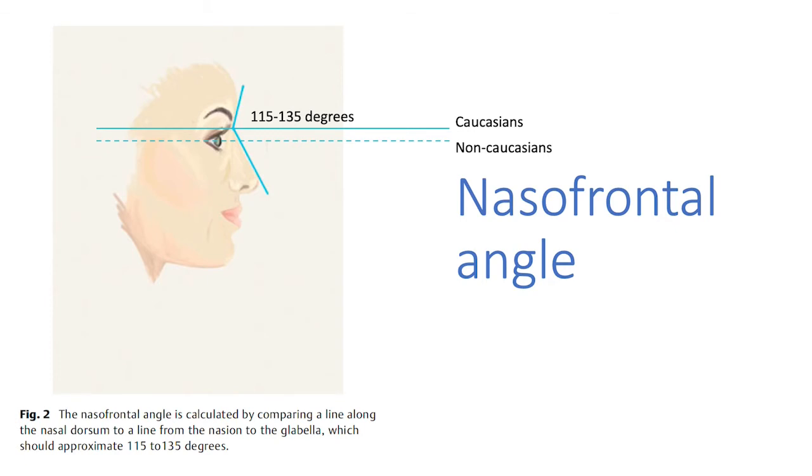The second tool is the nasofrontal angle, which is calculated by comparing a line along the nasal dorsum to a line from the nasion to the glabella. This angle should approximate 115 to 135 degrees. The apex of this angle, the sellion, is considered the nasal starting point at which the forehead appears to end and the nose begins. On profile view, this is normally located near the upper lid margins in Caucasians and near the mid-pupillary horizontal line in non-Caucasians.